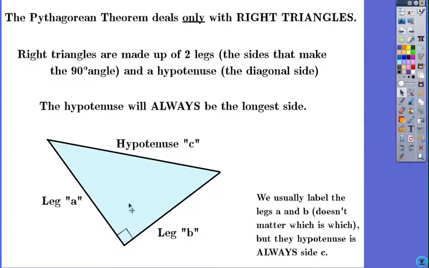The hypotenuse is always the side directly across the right angle. It is always the longest side of any right triangle. We always call the hypotenuse C, and if you are given side measures, it really matters that you know the longest side is the hypotenuse.